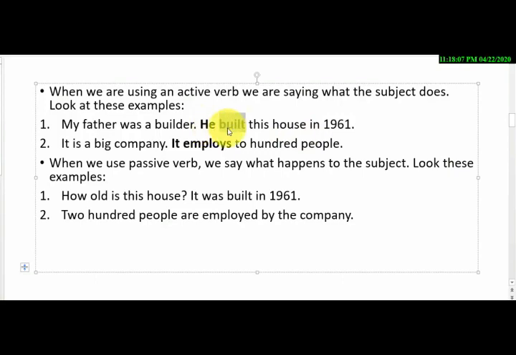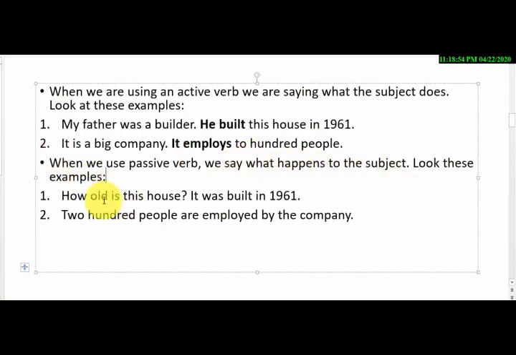What did my father do? He built this house. It's a big company. It employs 200 people. The subject stands for the company, a big company. When we use a passive verb, we say what happens to the subject. Waxa ku dhacay ayaan doonayaa inaan u sheegno marka passive-ka uu yahay.